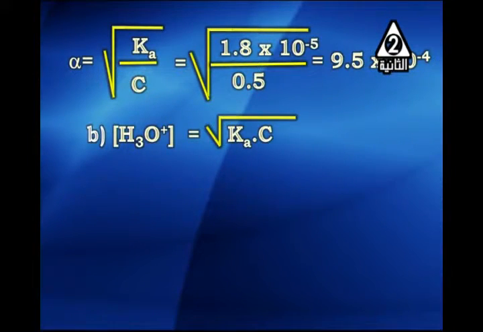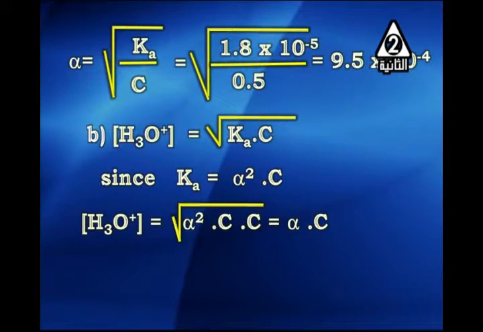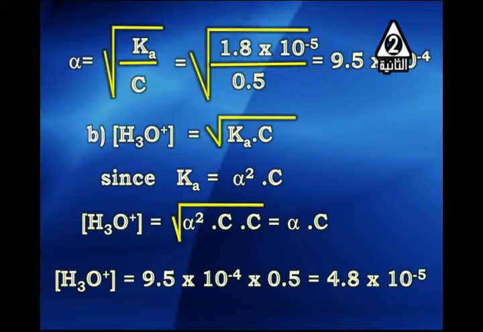So the concentration of hydronium ion equals the square root of Ka times C, or we can say Ka equals alpha square times C. By substituting Ka by alpha square times C, the concentration of hydronium ion equals the square root of alpha square times C square, which equals alpha times C. So we can get the concentration of hydronium ion by knowing the degree of dissociation and the concentration of the acid. So 9.5 times 10 to the power negative 4, which is the degree of dissociation alpha, and the concentration of the acid is 0.5, multiplying them gives the concentration of hydronium ion, which equals 4.8 times 10 to the power negative 5.